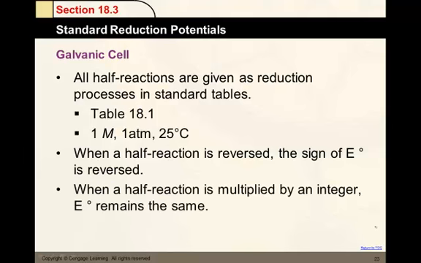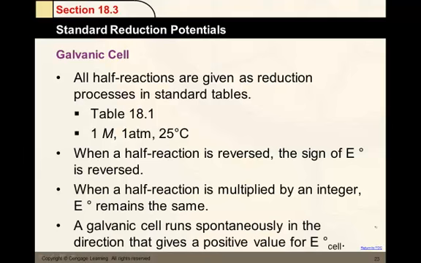However, when the half reaction is multiplied by an integer, the E0 remains the same. So even if we had 2 moles of lithium and we flipped the sign to be positive 3.05, the value of the voltage would still be 3.05. Doesn't matter if I have 1 mole, 2 moles, or 20 moles of that particular substance.